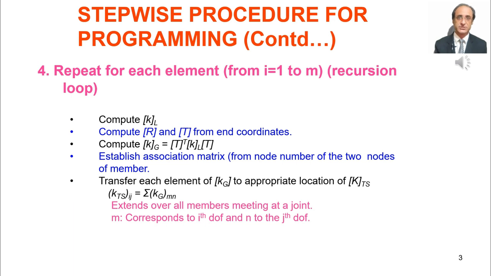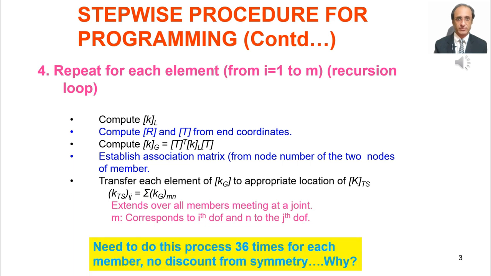Now it's very important to note that we have to check each of the 36 elements of the stiffness matrix of the member. We may choose, taking advantage of the symmetry of the KTS, to generate either the lower triangular half or the upper triangular half, because the matrix is symmetric. But from the point of view of the member stiffness matrix, we have to check each of the 36 elements.